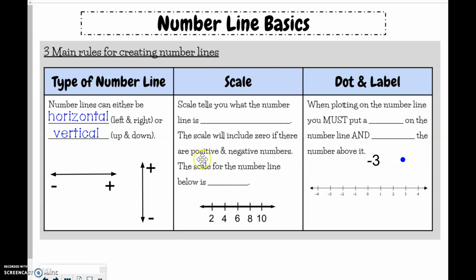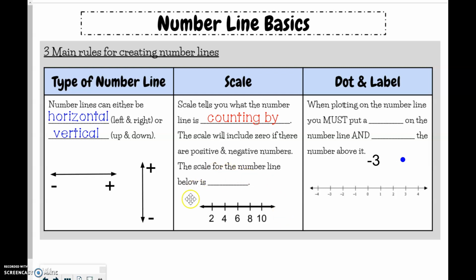Okay. The other thing to remember with number lines is scale. Scale tells you what the number line is counting by. The scale might include 0 if you're talking about positive and negative numbers, but it doesn't have to necessarily. It depends on what part of the number line you're looking at. Our number line here, for example, doesn't have 0, but that's okay.